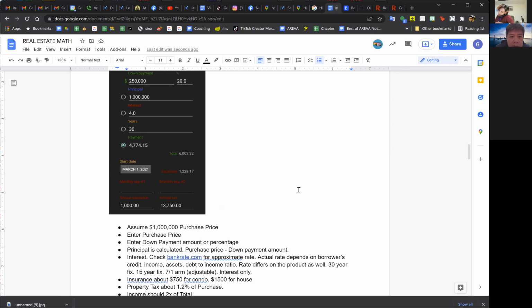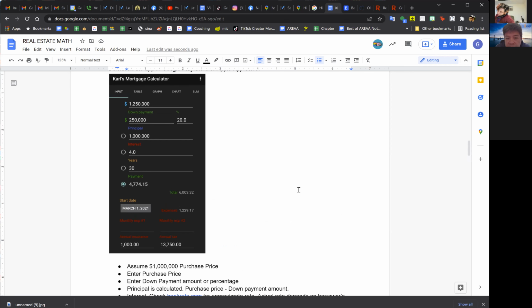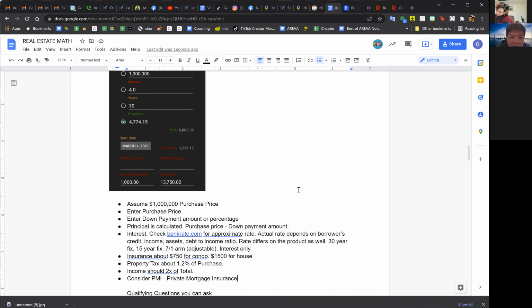Okay. So learn how to use this calculator. It's actually much easier than the old school HP 12C kind of calculator. Okay. Where do you find the interest rate? So check out the Bankrate website.